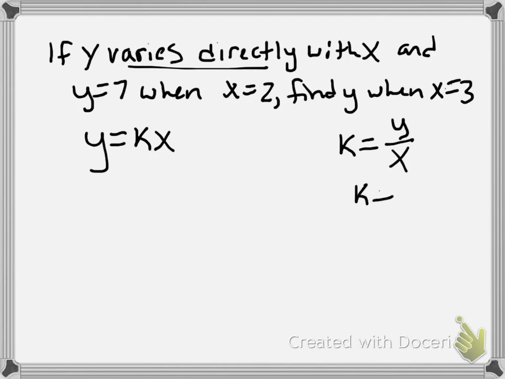And you look at the x and the y that go together. So in this one, it says y is equal to 7 when x is equal to 2. So there's my x and my y that go together. So if I do 7 divided by 2, you can either do, in this case, 3.5, or you can leave it as 7 over 2. It does not matter. It's kind of up to you.